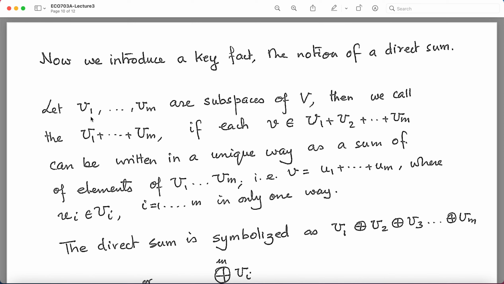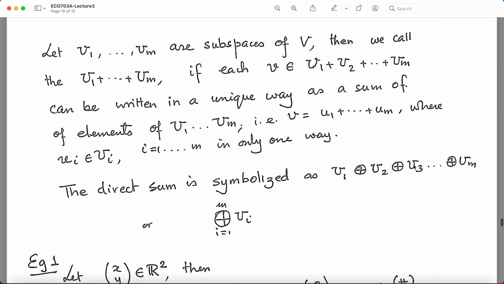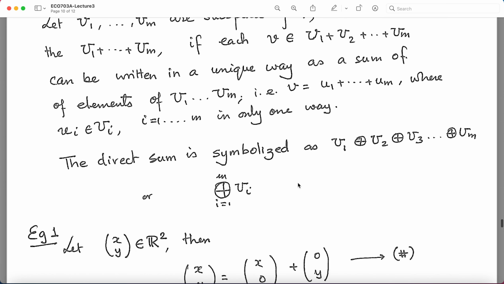So, we will call the sum of some subspaces the direct sum if for any element of U1 plus U2 plus ... plus Um there is only one way of writing that element as a sum of u1, u2, ..., um, only one representation. There cannot be more than one way of representing it. So, the direct sum is symbolized like a circled plus symbol.